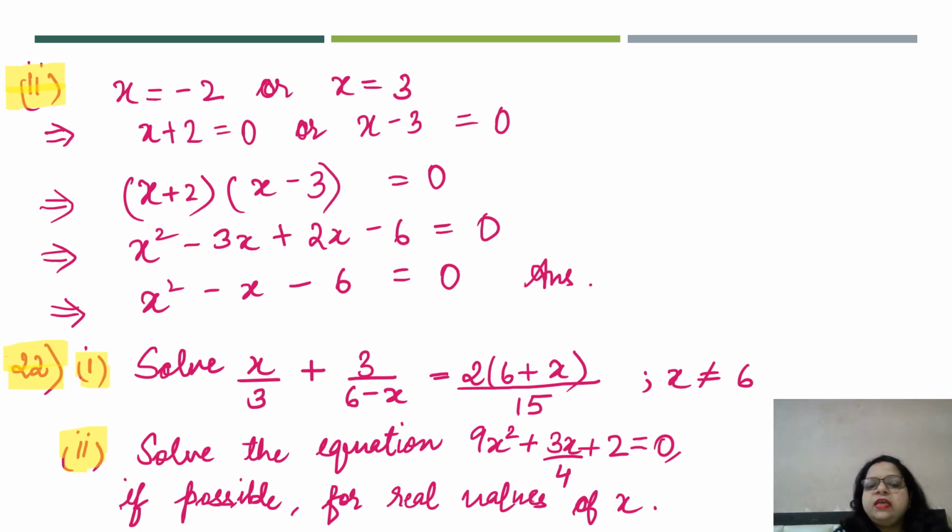Solve x/3 + 3/(6 − x) = 2(6 + x)/15, where x is not equal to 6. This is the first part. And the second part is: solve the equation 9x² + 3x/4 + 2 = 0 if possible for real values of x. So we have to find out whether or not there are any real values of x. Okay.